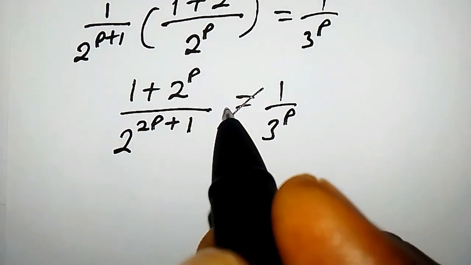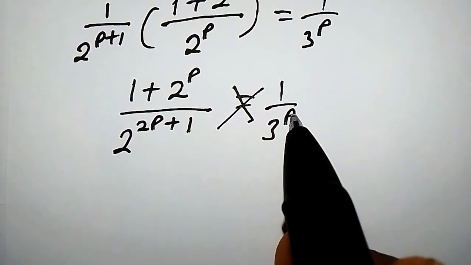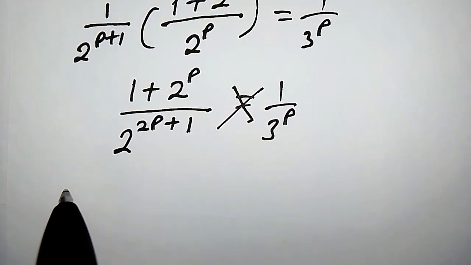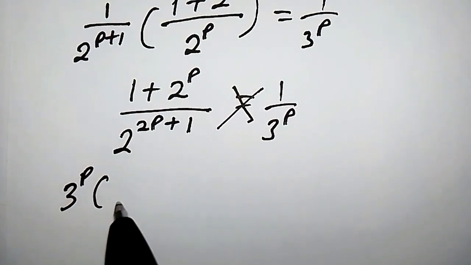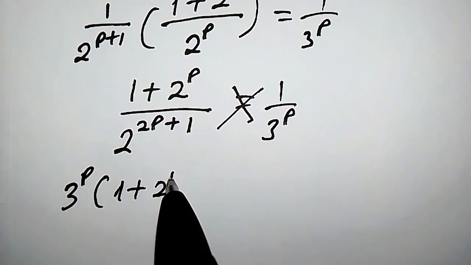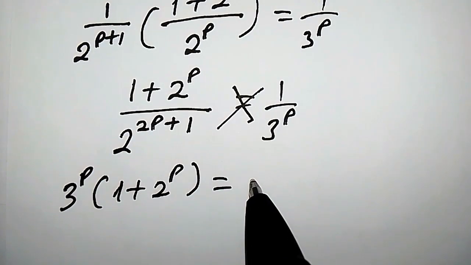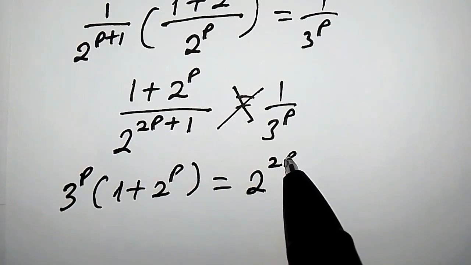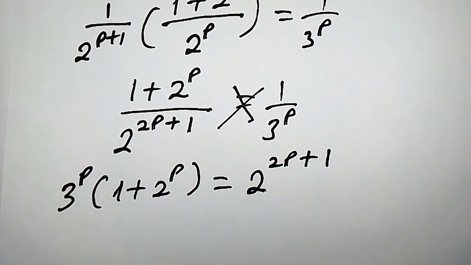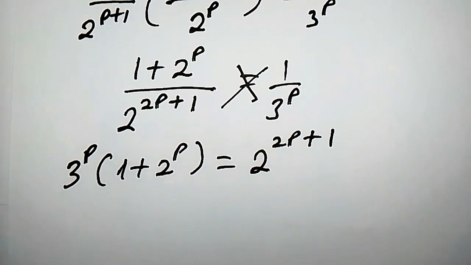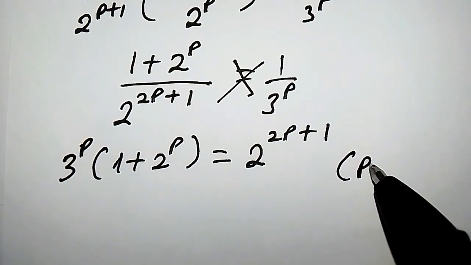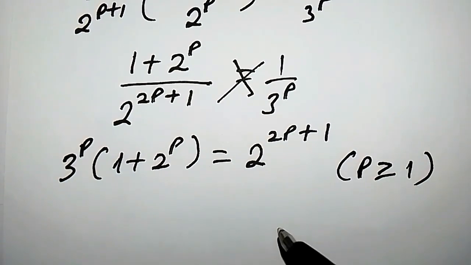We can cross multiply here. 3 raised to p times this numerator, we have 3 raised to p times 1 plus 2 raised to p equal to 2 raised to 2p plus 1 times 1, that is simply 2 raised to 2p plus 1. And don't forget our condition for p. p is greater than or equal to 1.